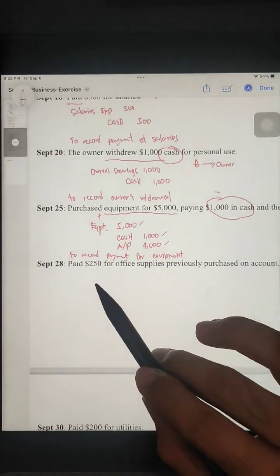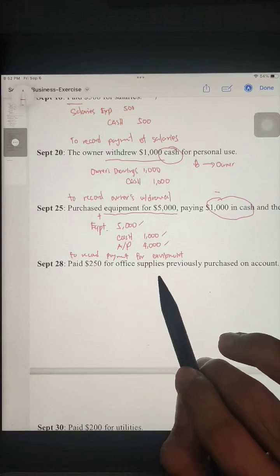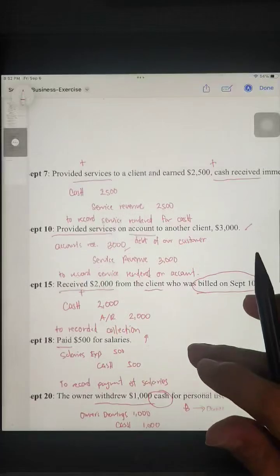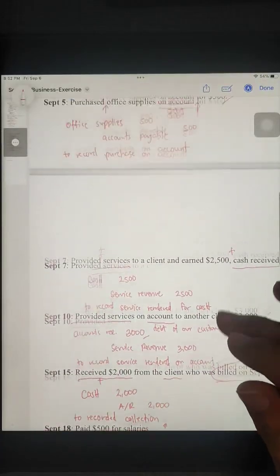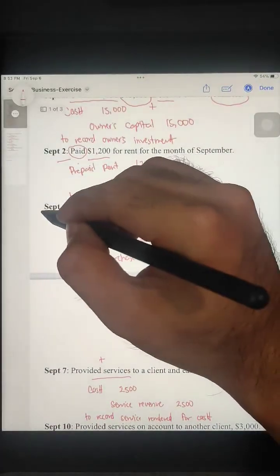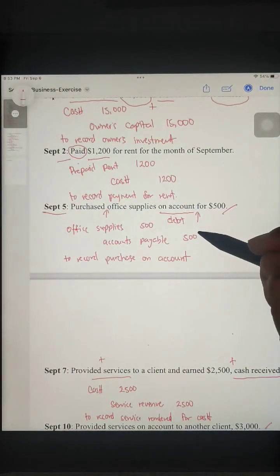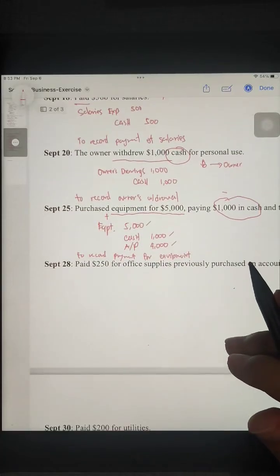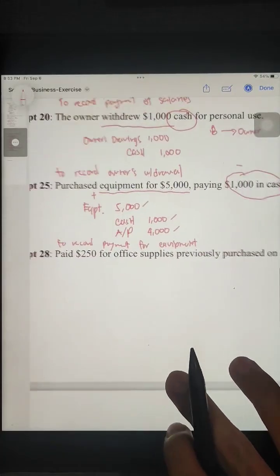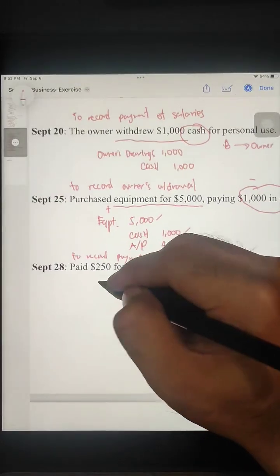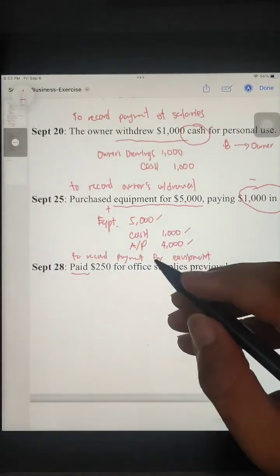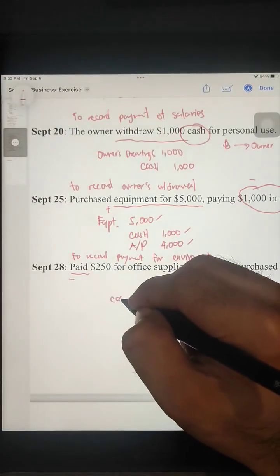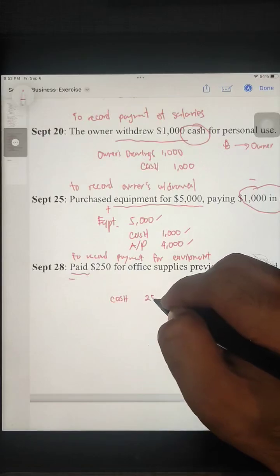September 28, paid 250 for office supplies previously purchased on account. If you can remember, meron tayong purchases of office supplies in September 5. Meron tayong utang na 500. So, on September 8, nagbayad tayo but we did not pay it in full. So, there is payment of cash. So, nabawasan yung cash natin. Therefore, it needs to be credited, 250.